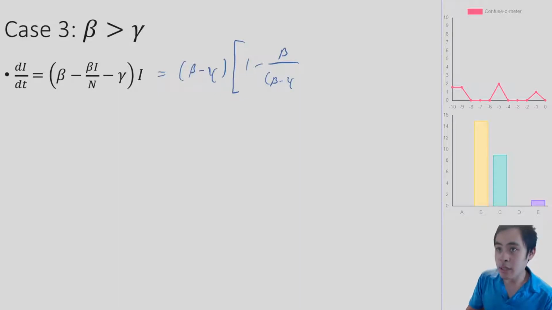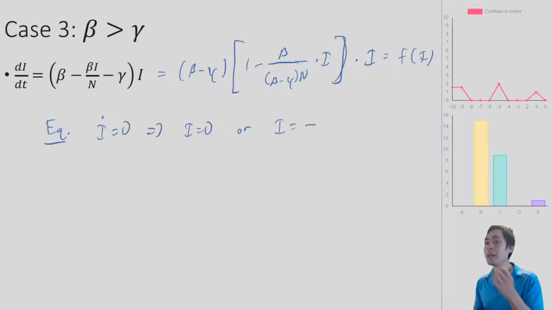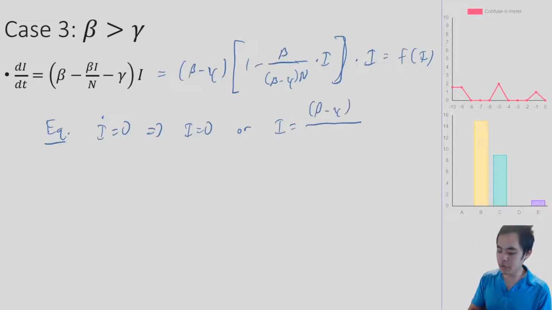Where this, let's see, n times I, which is equal to some f of I. We have the same set of equilibria, because I dot equal to 0 implies that I is equal to 0, or I is equal to beta minus gamma over beta times n. But in this case, it's greater than 0, because beta is greater than gamma, so now this other equilibrium is positive. And so we're left with a different phase diagram.